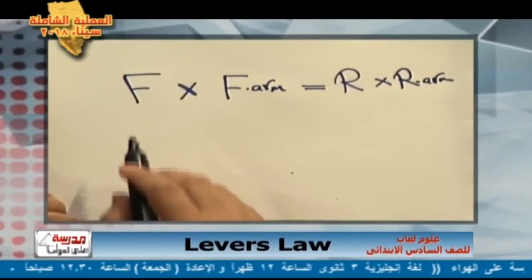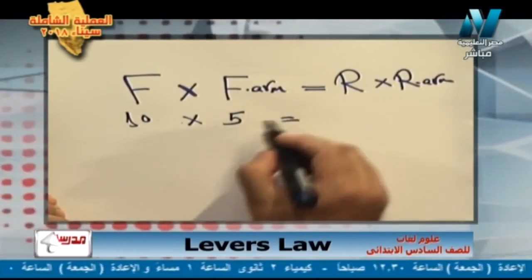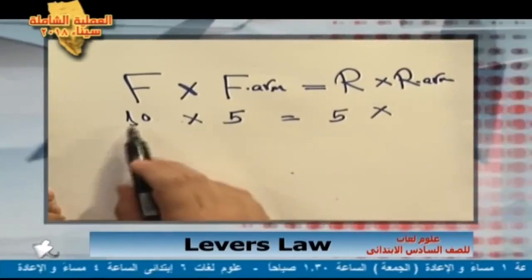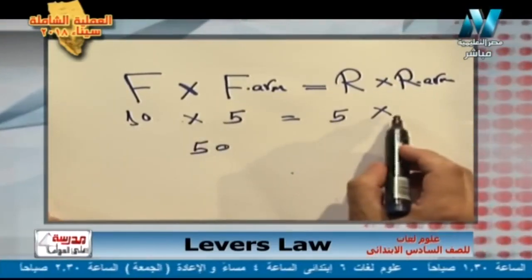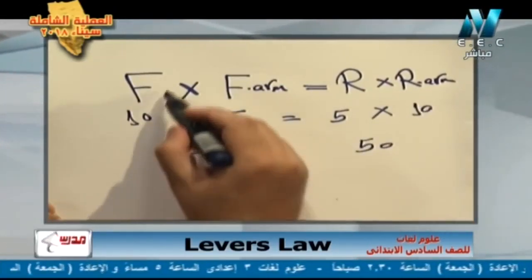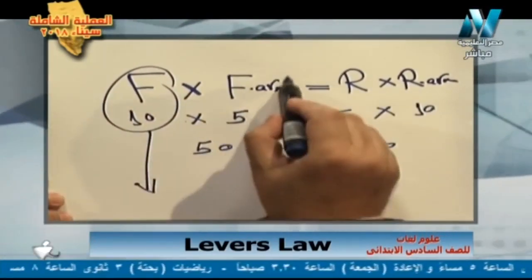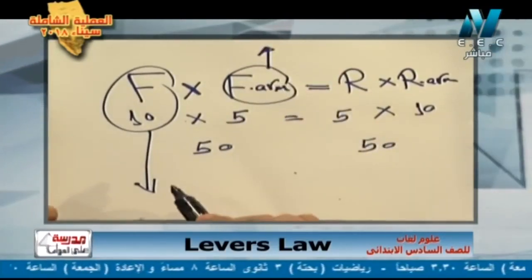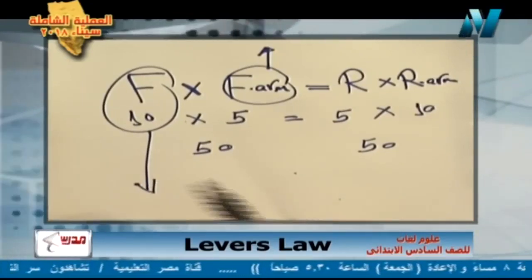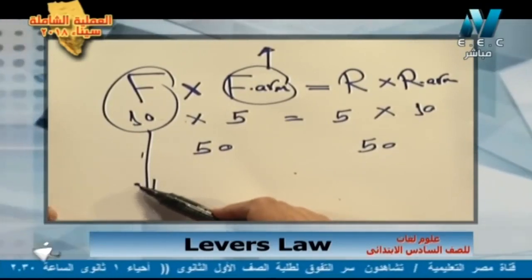Imagine that the effort force is, for example, 10, the effort force arm is 50, and the resistance is 5. The resistance arm must be what? 10 times 5 equals 50; 5 times what equals 50 also? It will be 10. So I want to reduce the effort force. To reduce the effort force, I must increase the effort force arm. The relation between them is inversely proportional, an inverse relation.